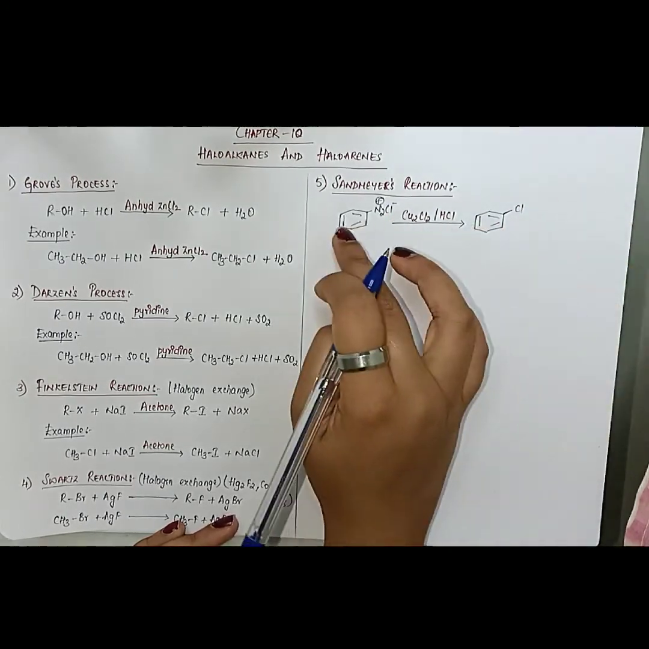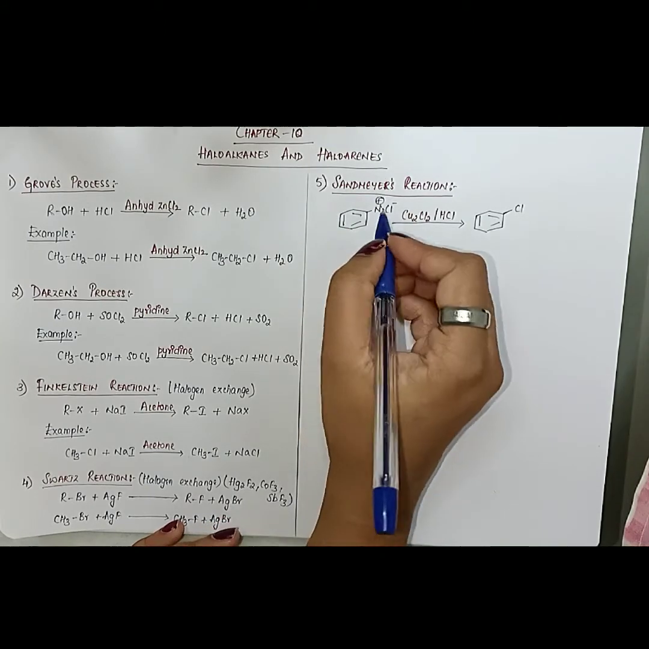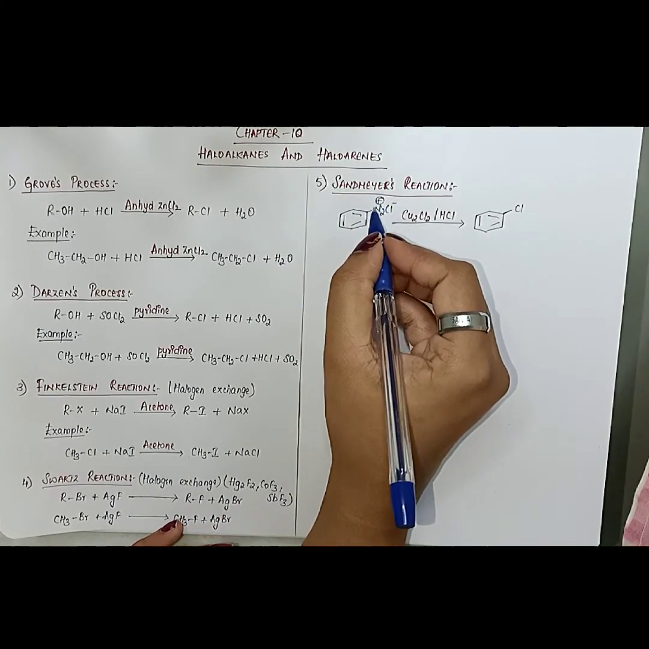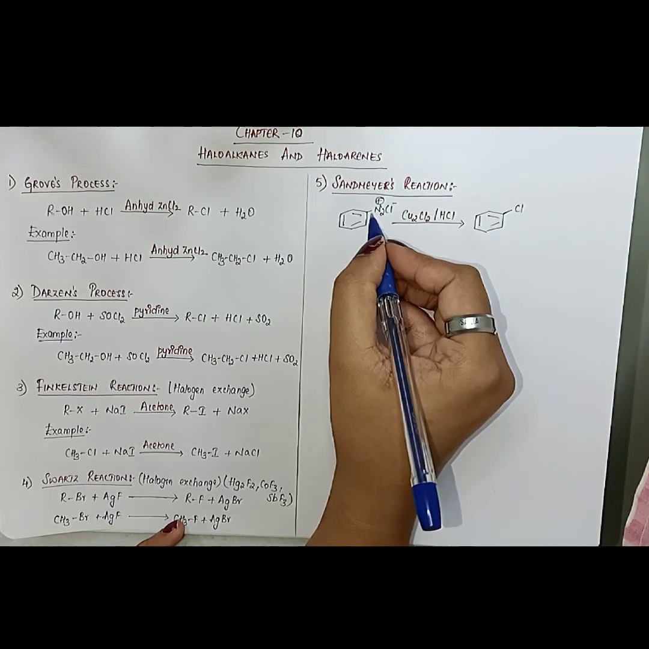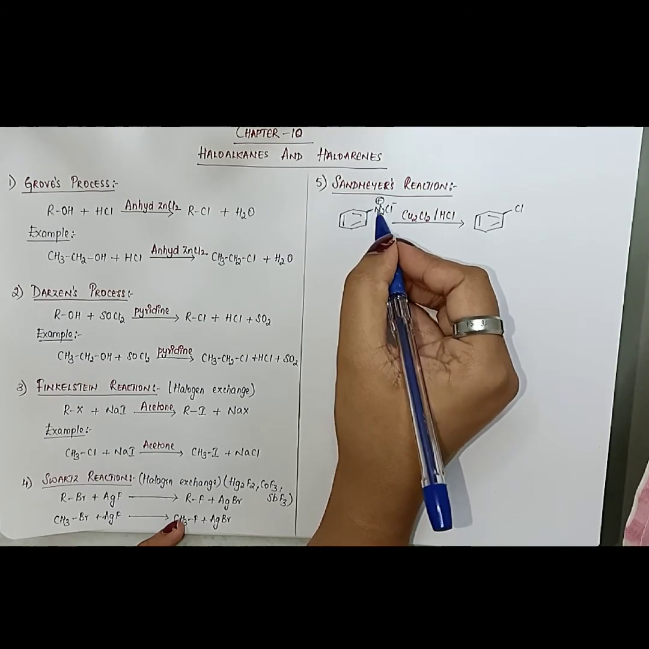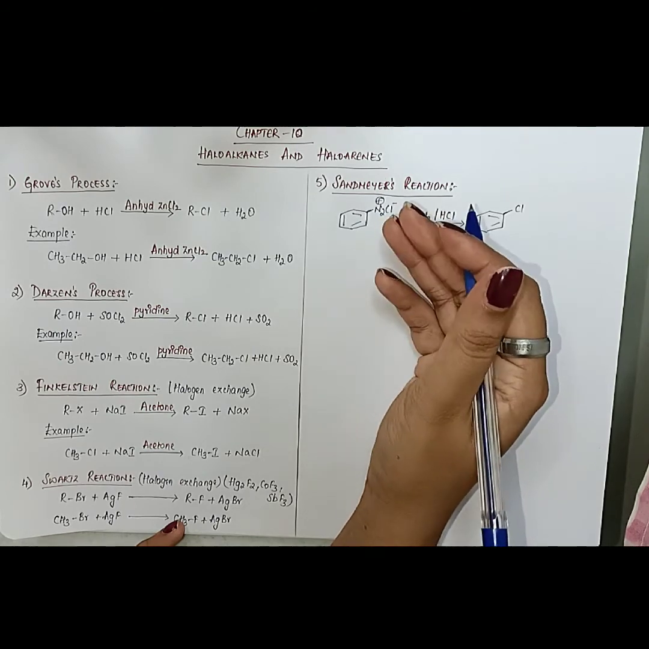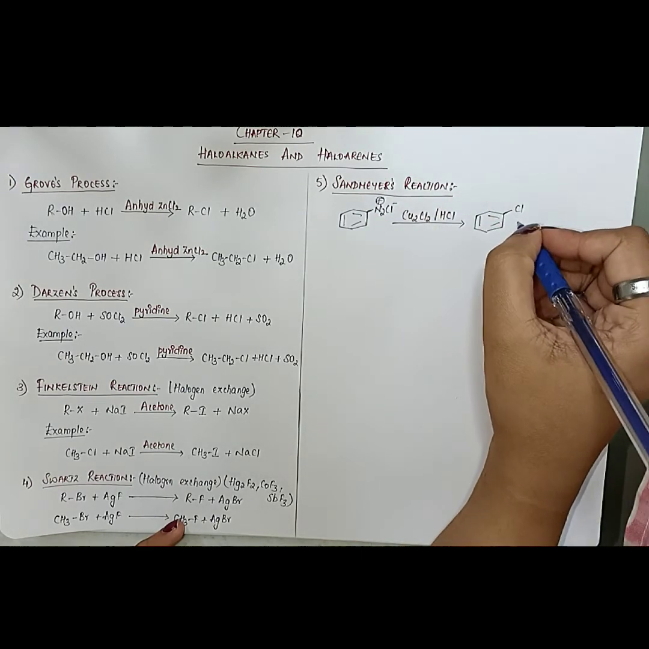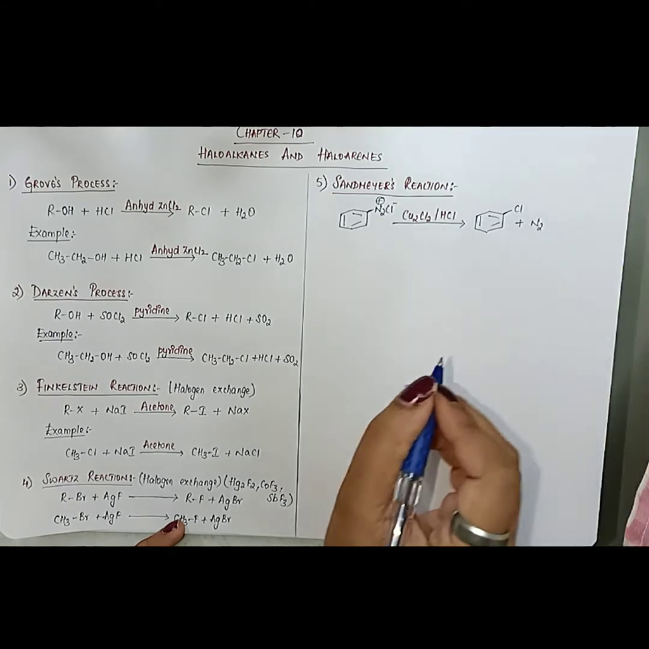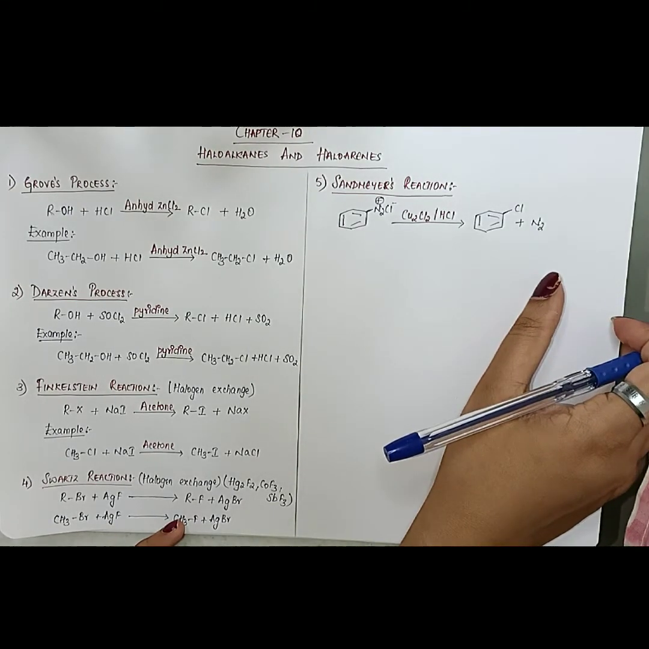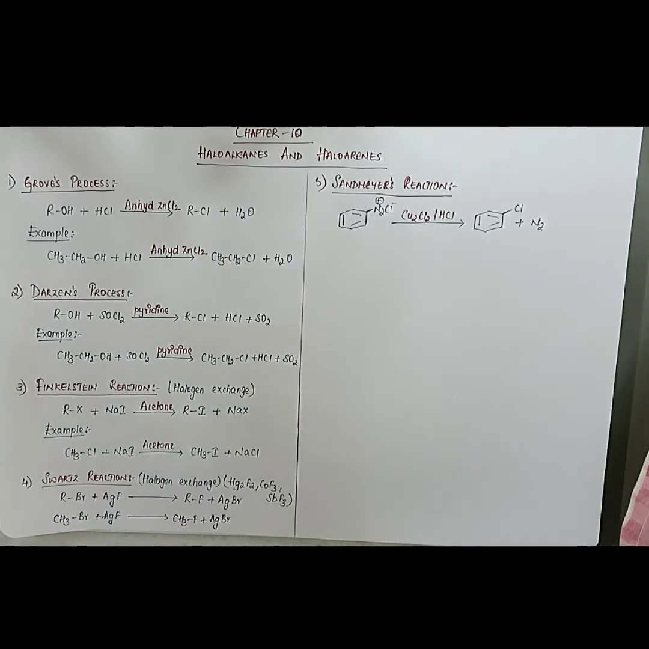So we always prepare a diazonium salt, and because nitrogen here carries a positive charge, this bond is weak and it can be broken easily. That's why when we want to replace this aromatic bond, we always prepare a benzene diazonium chloride, then we do the replacing. And nitrogen gas is released out. So this is how you prepare chlorobenzene from benzene diazonium chloride.